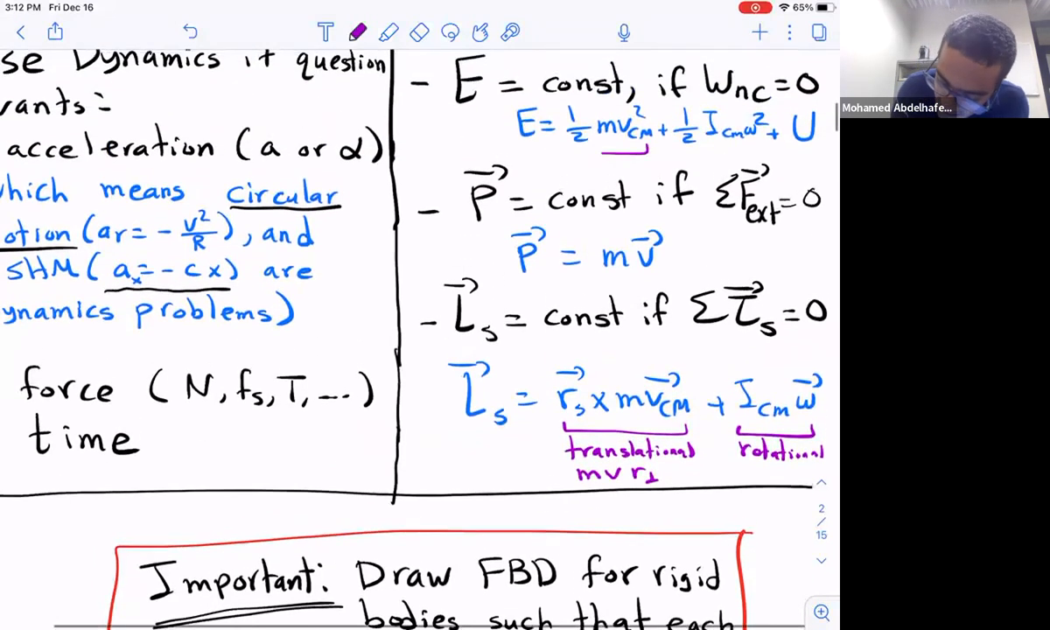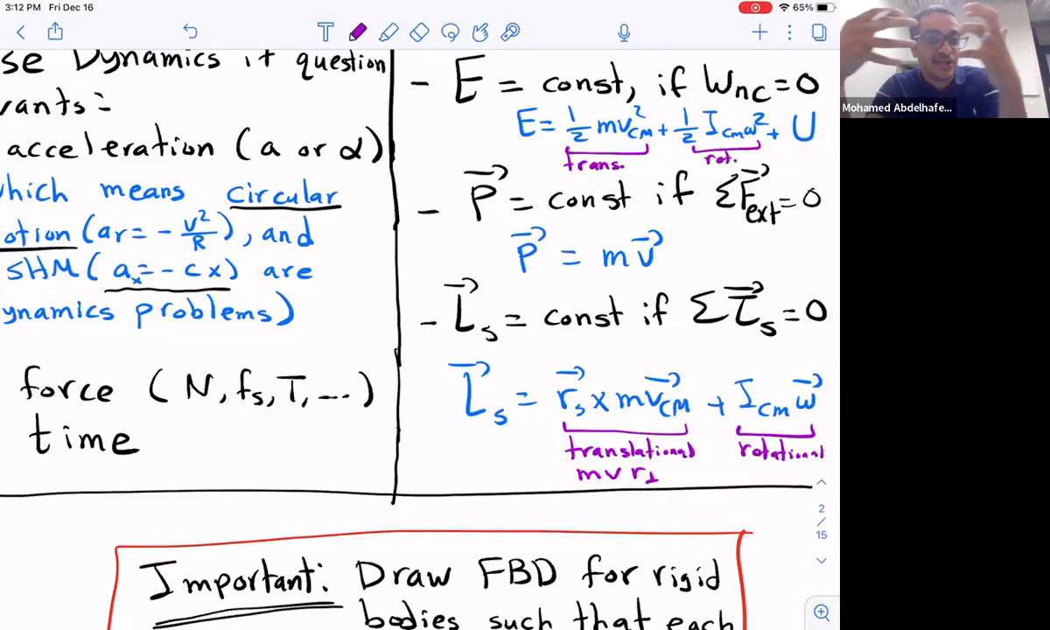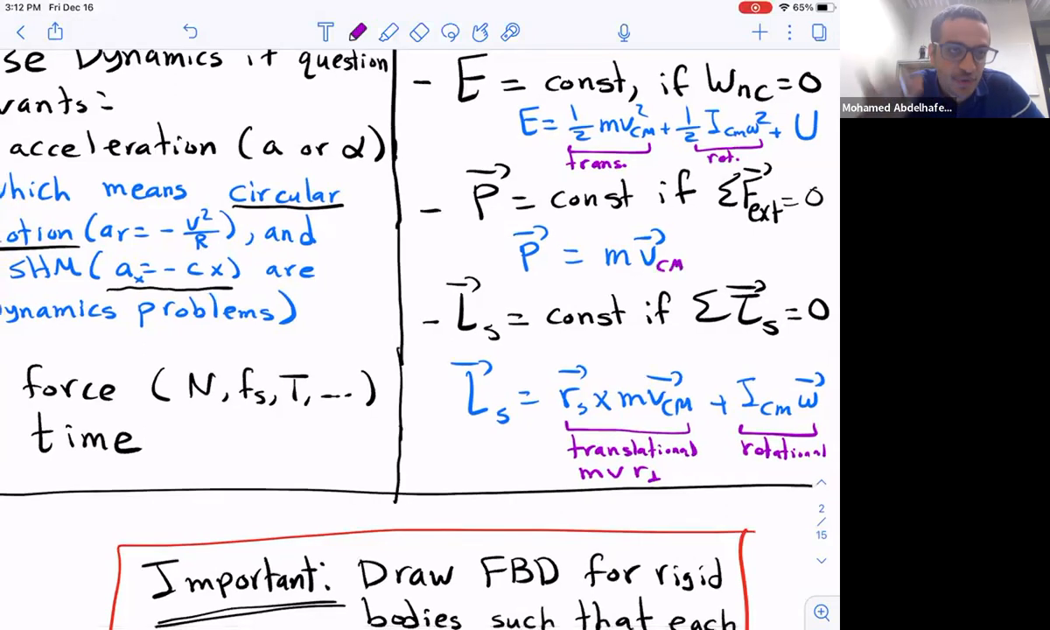So please don't forget this. If you're doing energy, the 1/2 mv squared is translational and the 1/2 I omega squared is rotational. So if you're doing both rotations and translations, don't forget that you have two different kinetic energies, and then you have two different angular momenta. Okay, linear momentum is good. If you're using linear momentum, it's just MVCM. It doesn't care about the rotations. Linear momentum is all about the translation. But kinetic energy has rotation and translation terms. Angular momentum has rotation and translation.